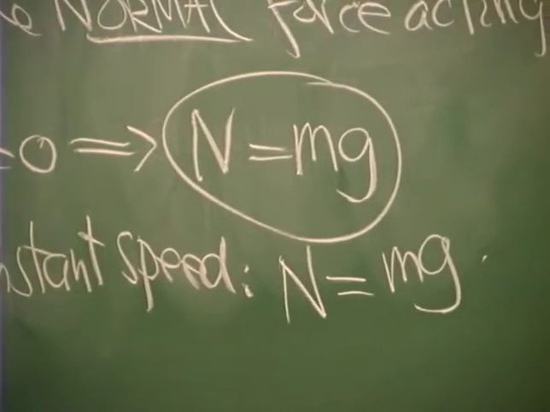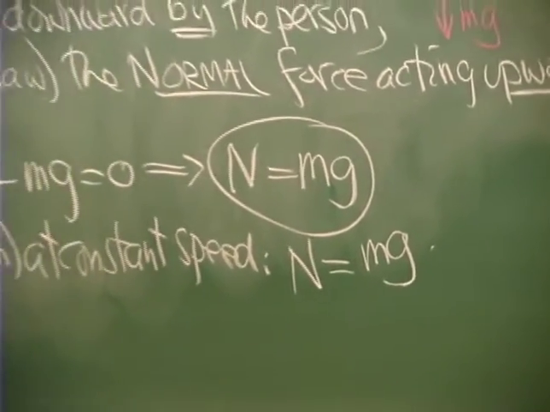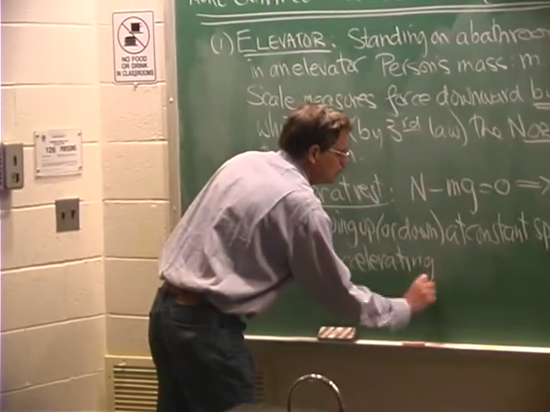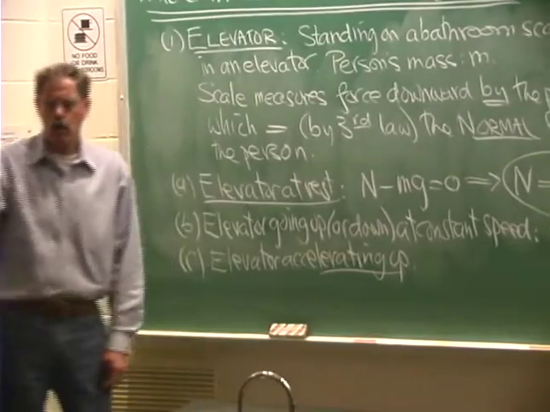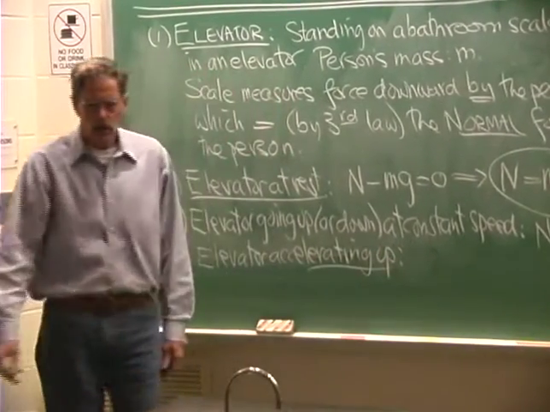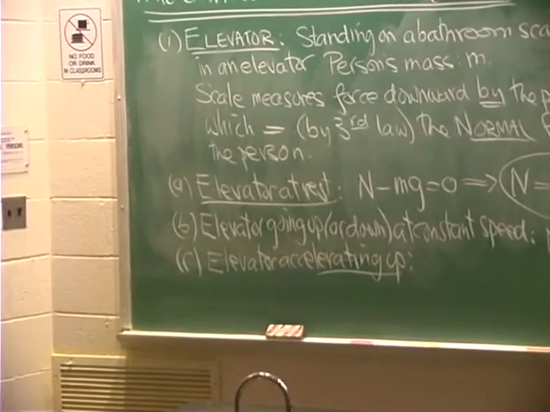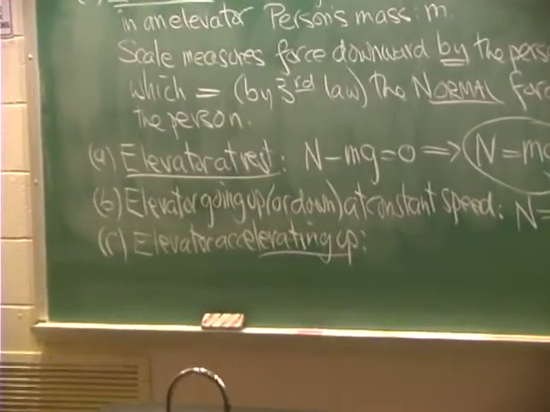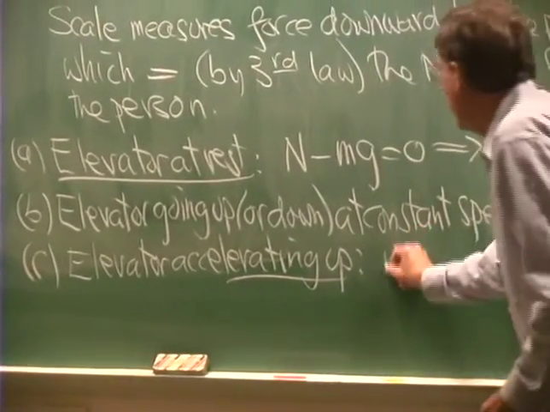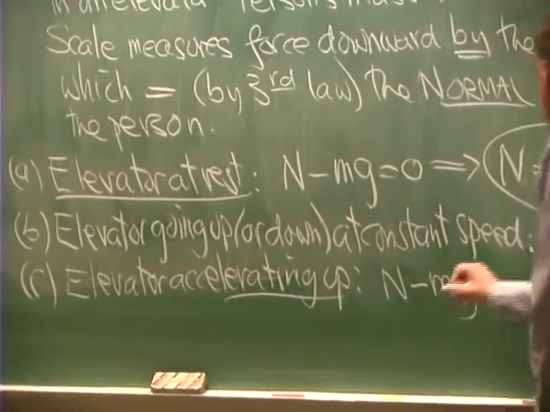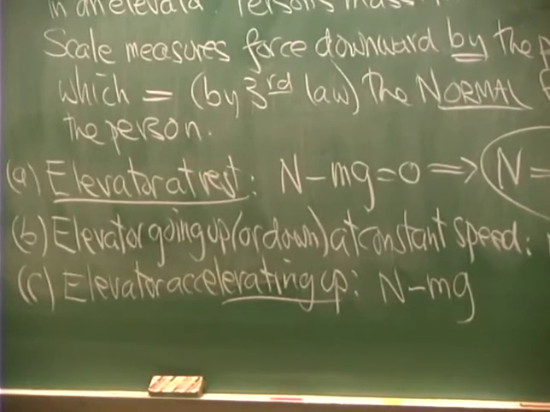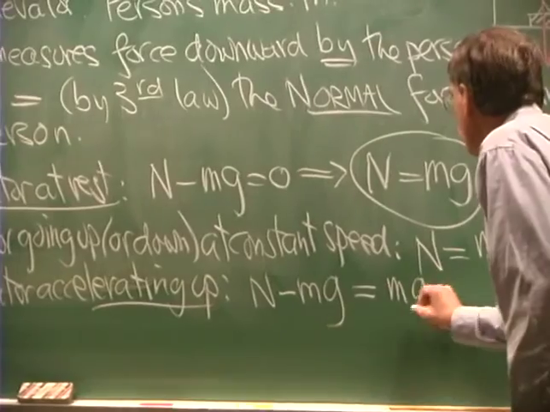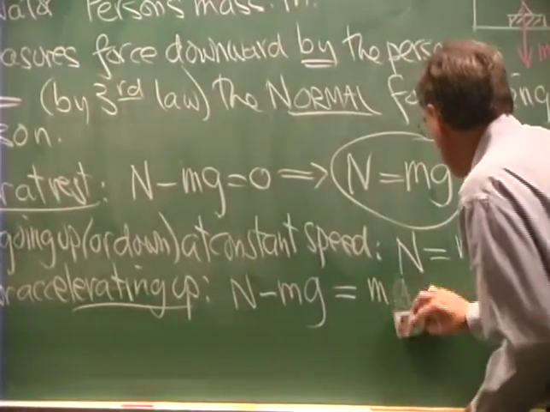Case C, elevator accelerating upward. In this case, Newton's second law says that the net force acting on him in the upward direction, let's draw him in the upward direction because that's the direction of the acceleration, N minus mg, N up, mg down, that net force is no longer equal to 0 because the guy is accelerating. It's equal to his mass times his acceleration. Whoops, not a g.